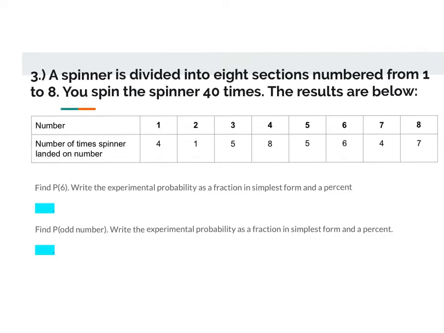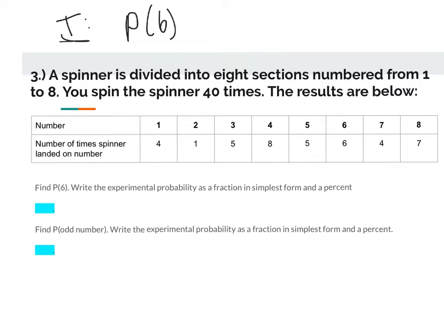Okay, so this slide says a spinner is divided into 8 sections numbered 1 through 8. You spin the spinner 40 times and the results are below. Let's review really quickly theoretical probability. So I'm going to show you a little example up at the top here. So remember, theoretical probability is what in theory you should get. So let's say that I said, what is the probability of getting a 6 in theory, theoretical?